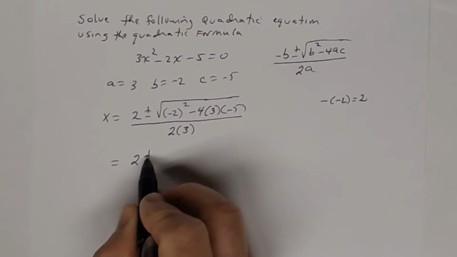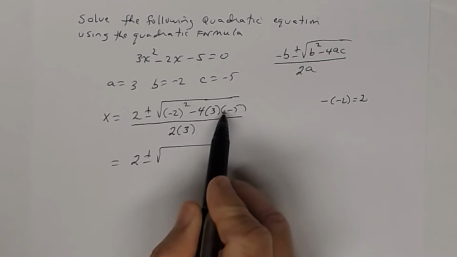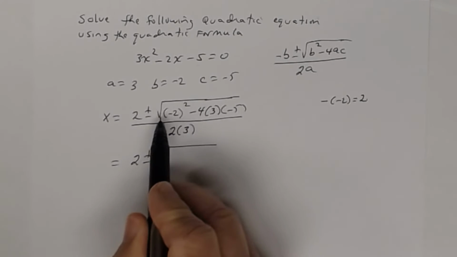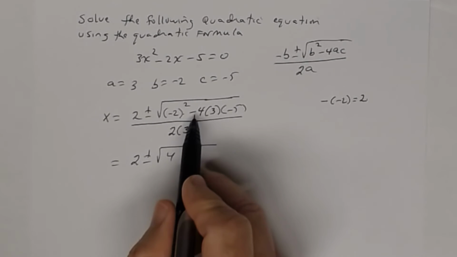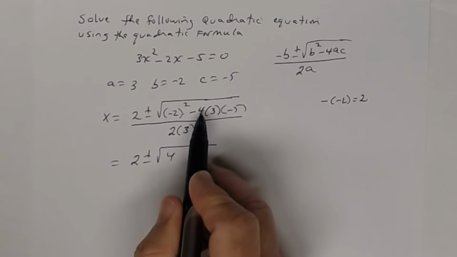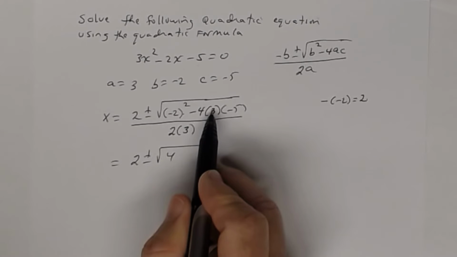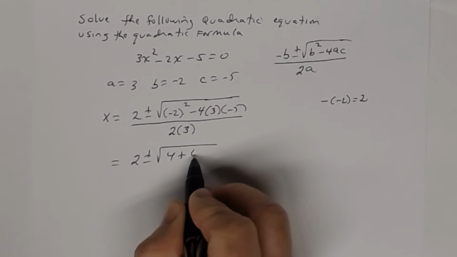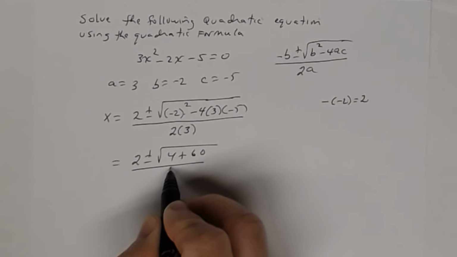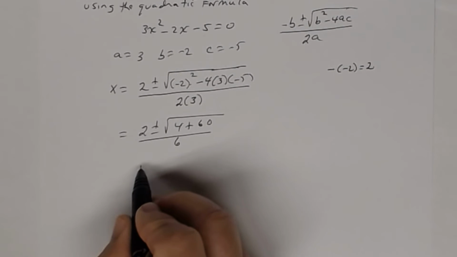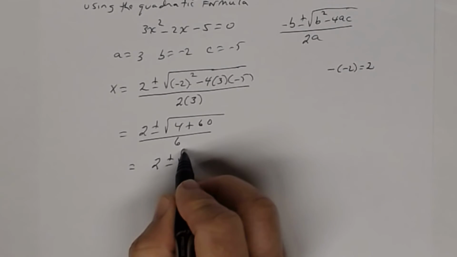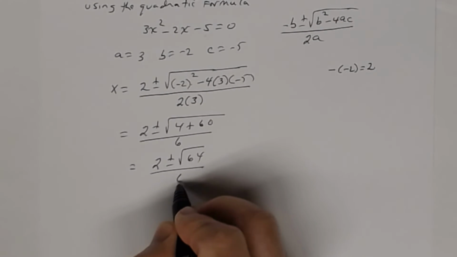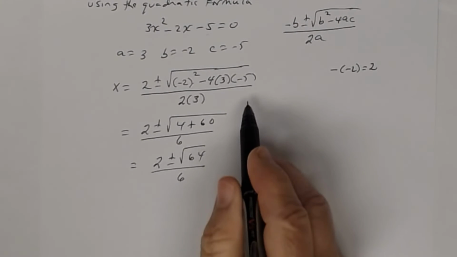So I get 2 plus or minus the square root of, and at this point we're going to simplify the radicand. We're going to simplify the discriminant. So I get negative 2 squared is 4, and think of subtracting 4 as adding the opposite. So adding a negative 4 times 3. So negative 4 times 3 times a negative 5 is a positive 60, all divided by 6. 4 plus 60 is 64, so this becomes 2 plus or minus the square root of 64, all divided by 6. Alright, so you see the work that has to be shown.